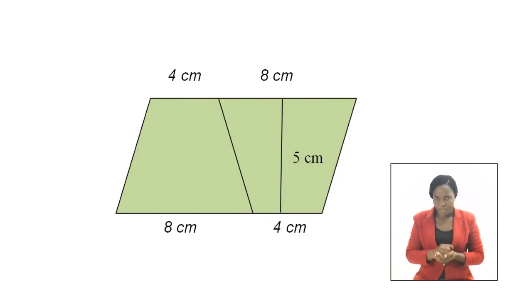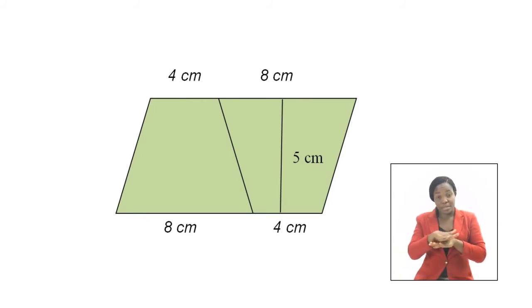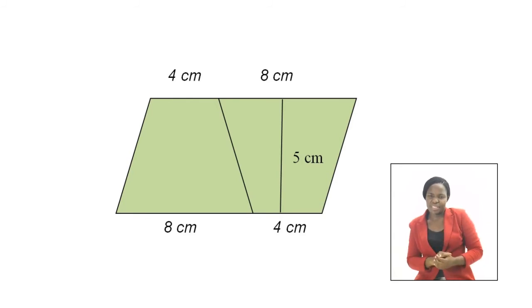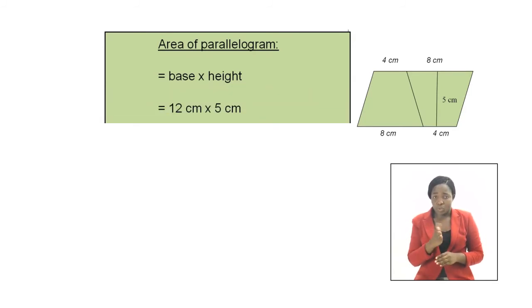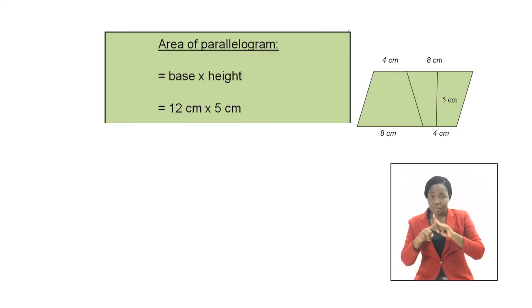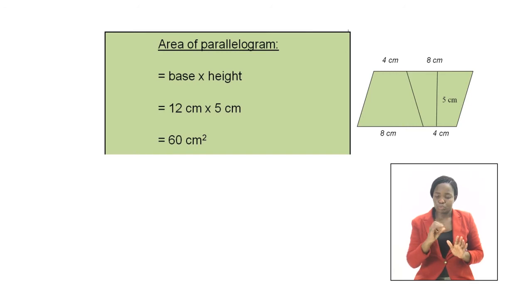Let's use our first trapezium again. The bases are 4 centimeters and 8 centimeters, and the height is 5 centimeters. Wait, we have to find the area of the parallelogram first. There are two trapeziums next to each other. The area of a parallelogram is base times height. The whole base is 12 centimeters and the height is 5 centimeters. So the area would be 12 times 5, which is 60 centimeters squared.